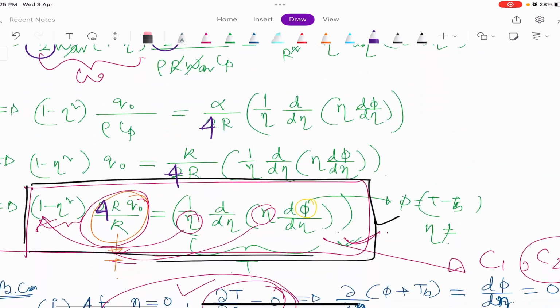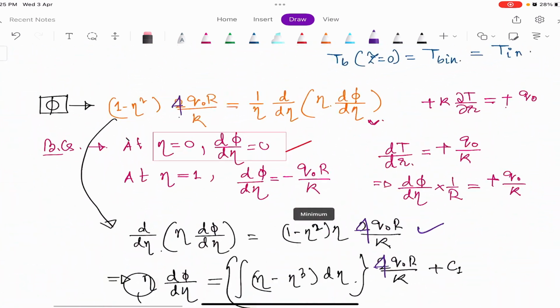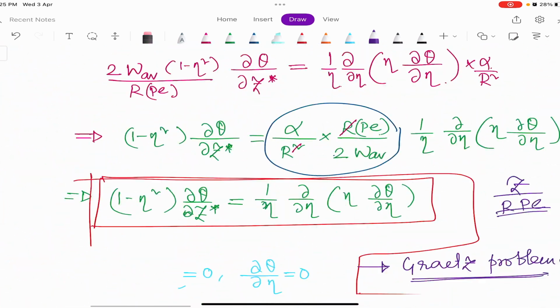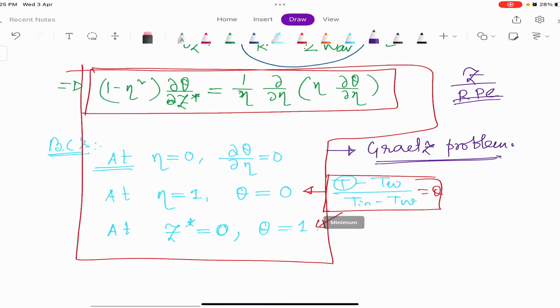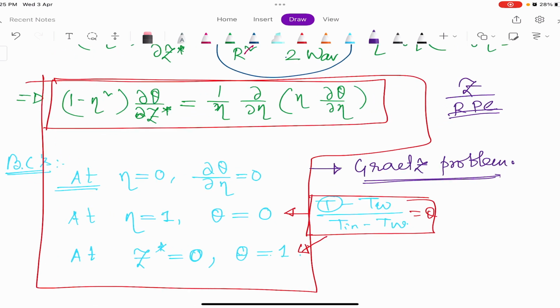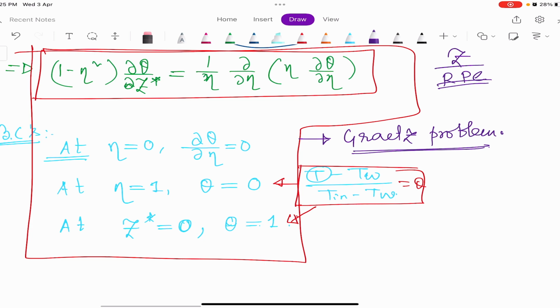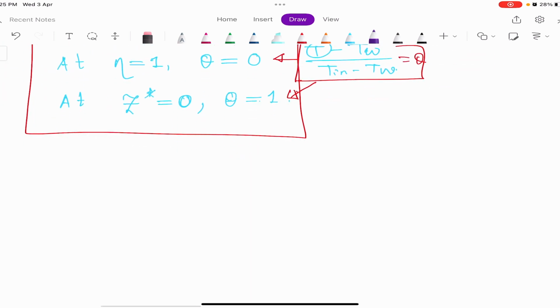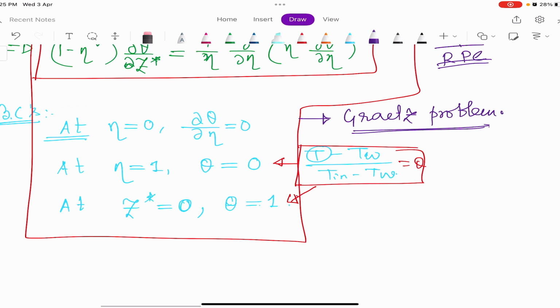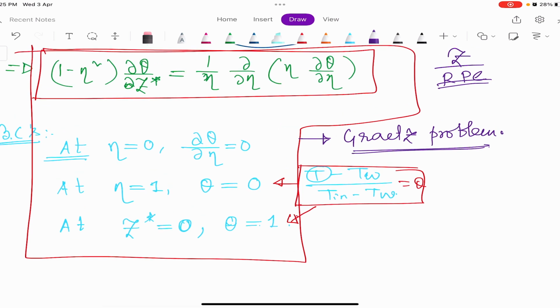Okay, so this is the Graetz problem, or, many of the authors say, it is the Graetz-Nusselt problem. So I have the Graetz problem and I have the boundary conditions. Now your task is to go back to the equation for psi in the problem of forced convection in a pipe with UHF, uniform heat flux.